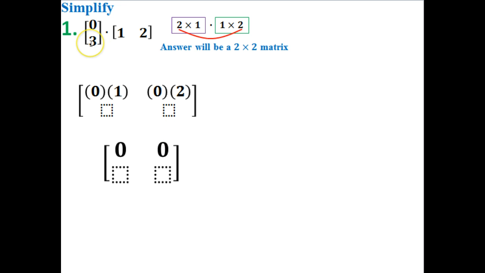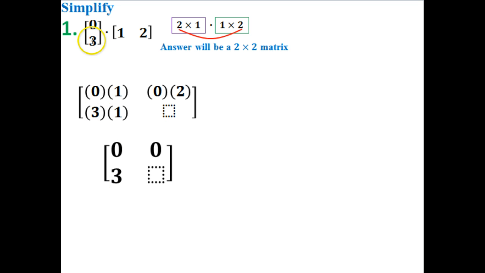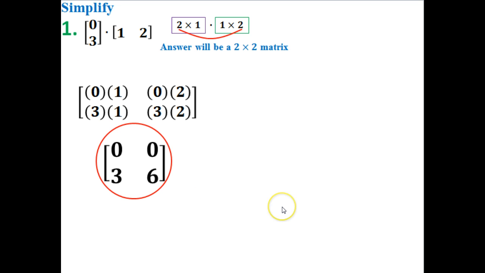Now we move on down here. This is a 3. 3 times 1 will go right here, in the bottom left-hand corner. 3 times 1 is just simply 3. And then we've got a 3 times 2 as well. We'll put that right here. 3 times 2 is 6. So we'll write our answer here. This is going to be the product of these two matrices. This is our final answer.